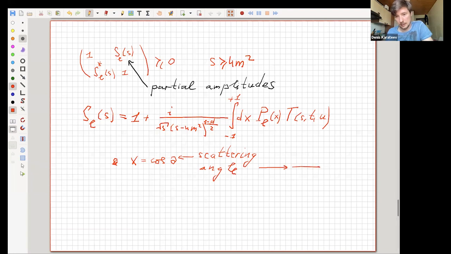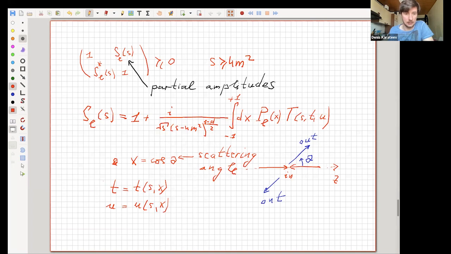So basically, when you scatter two particles, suppose they are aligned along some z-axis, and this is the in state, and then we get outgoing states, out. This is the scattering angle theta. And finally, the Mandelstam variables: S does not depend on anything, it's just the energy, but the Mandelstam variables T and U are some functions of S and X. I can give you the precise relation if you're interested, but it's a standard textbook formula.